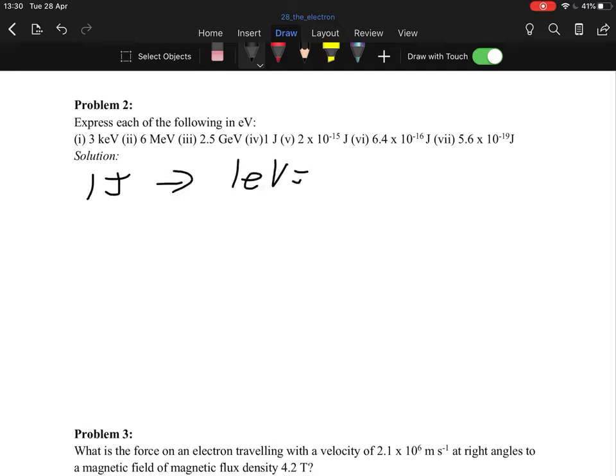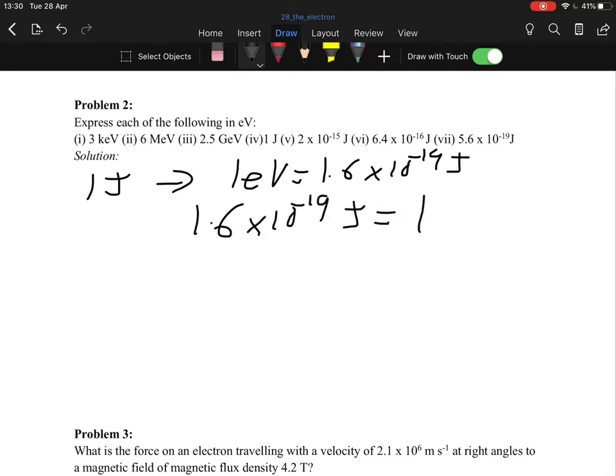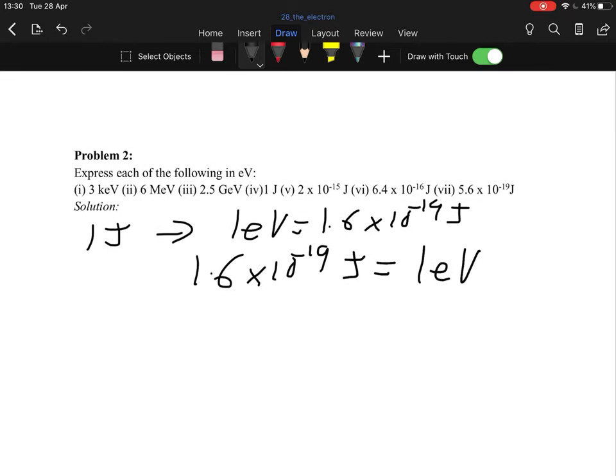But I am going to show you the joules. So, 1 joule, what is it? Well, you go to your log tables. What does the log table say? 1 eV equals 1.6 by 10 to the minus 19 joules. Well, if you rearrange that, 1.6 by 10 to the minus 19 joules equals 1 electron volt.